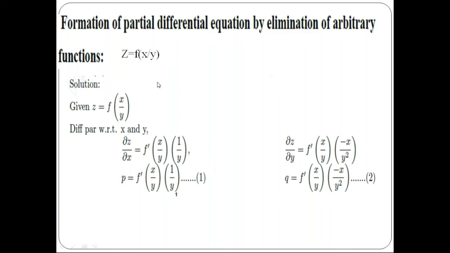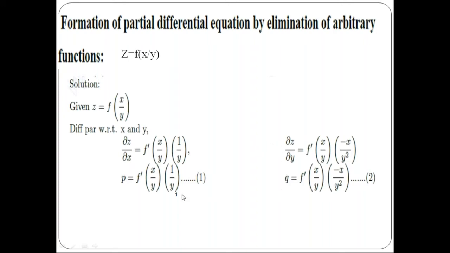Curl z by curl y will be f dash x upon y. Here, what is the derivative of 1 upon y? 1 upon y means minus 1 upon y square. It will be minus x upon y square. Here, curl z by curl x will be p, curl z by curl y equals q.